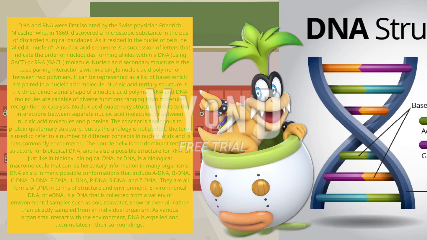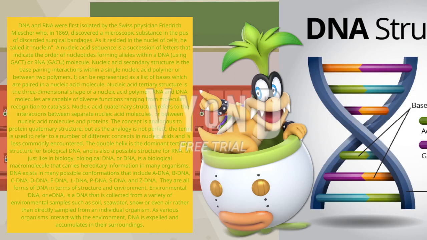Nucleic acid tertiary structure is the three-dimensional shape of a nucleic acid polymer. RNA and DNA molecules are capable of diverse functions ranging from molecular recognition to catalysis. Nucleic acid quaternary structure refers to the interactions between separate nucleic acid molecules, or between nucleic acid molecules and proteins.